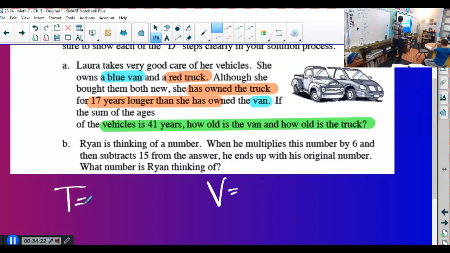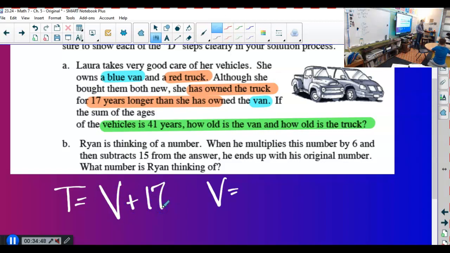So then it says, although she bought them both new, she has owned the truck for 17 years longer than she's owned the van. Eli, how could I write that? She's owned the truck 17 years longer than she's owned the van. Yeah! So the truck is really V plus 17.